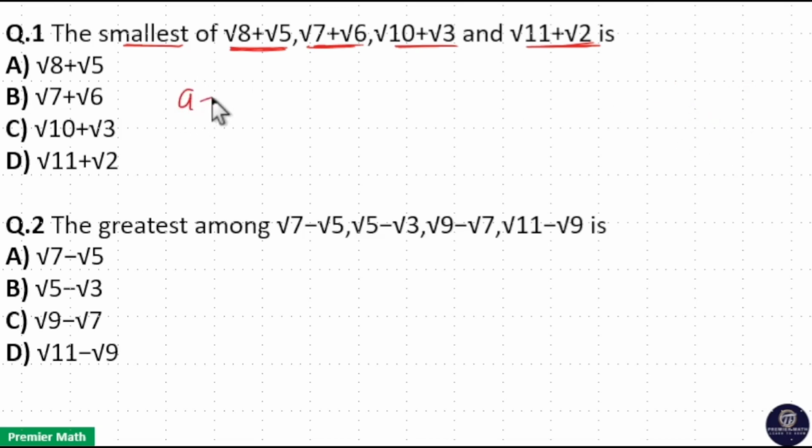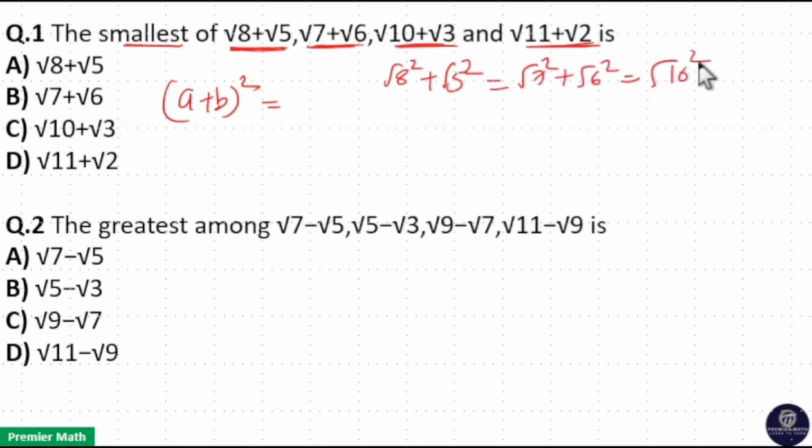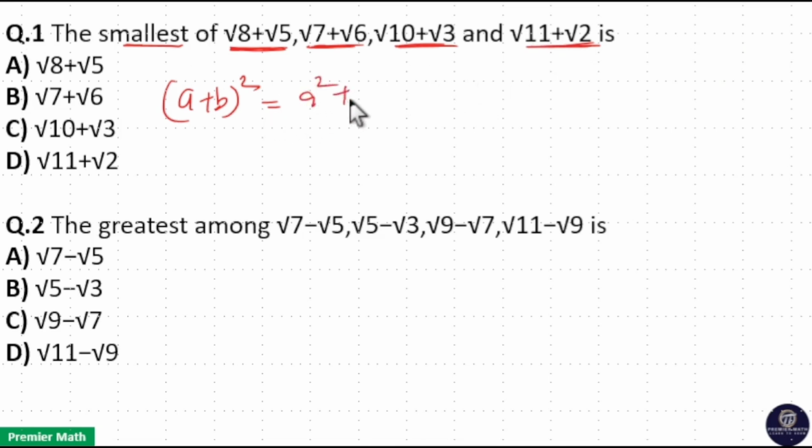So with this concept, if you take a plus b the whole square, for all these terms, a square plus b square is equal. That is, root 8 square plus root 5 square is equal to 13, which is equal to root 7 square plus root 6 square, which is equal to root 10 square plus root 3 square, and which is equal to root 11 square plus root 2 square. So here a square plus b square is constant for all these terms. Now remaining is equal to 2ab. 2 is constant. So smallest ab will be the smallest number.